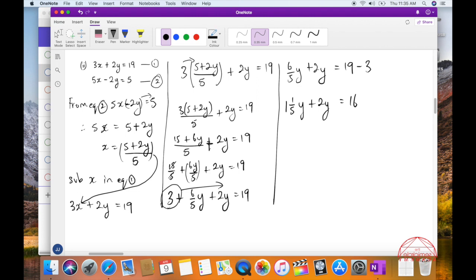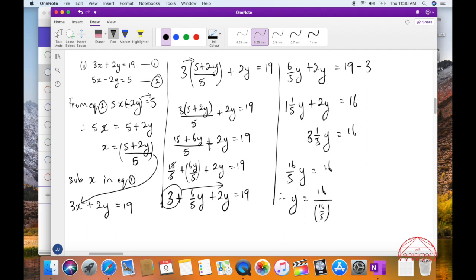Now, what I could do here is add these. 1 and 1/5 plus 2 gives me 3 and 1/5 y. Right? I just add the whole numbers, 1 plus 2. So that's 3 and 1/5 y is equal to 16. Therefore, let's make this into an improper fraction. 5 3s are 15 and 1 is 16 over 5 y is equal to 16. Therefore, y is equal to 16 divided by 16 over 5.